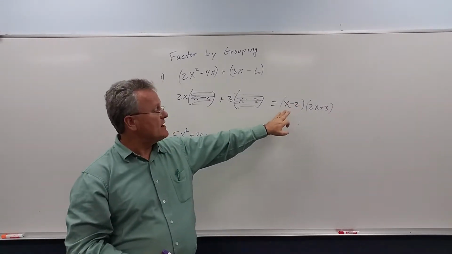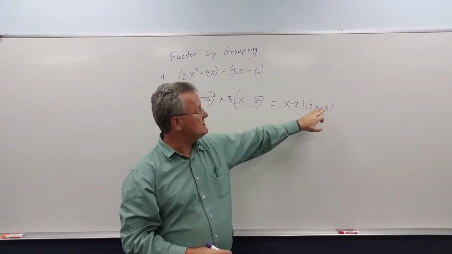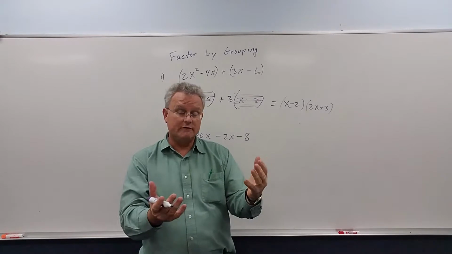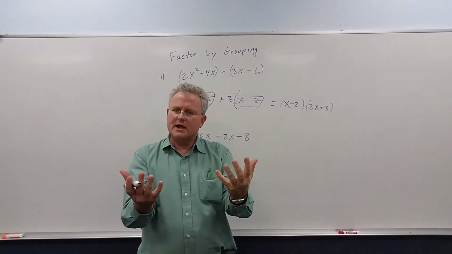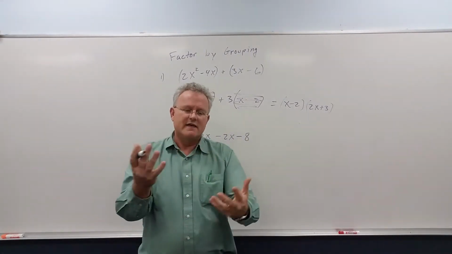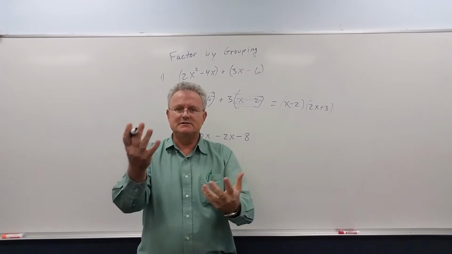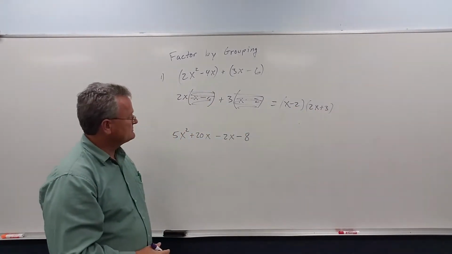Now one comment I want to make: if you were to write your answer as 2x plus 3 times x minus 2, if you change the order, it doesn't matter. Because remember, in multiplication the order doesn't matter. It's commutative. That is, 3 times 8 is the same as 8 times 3. So I could switch those, it's the same answer.